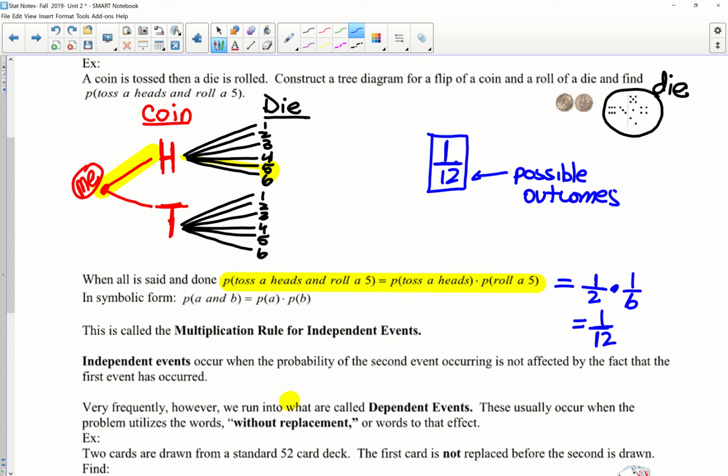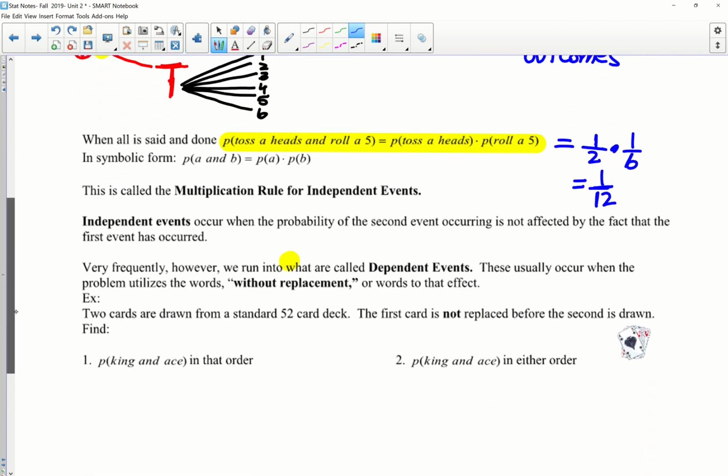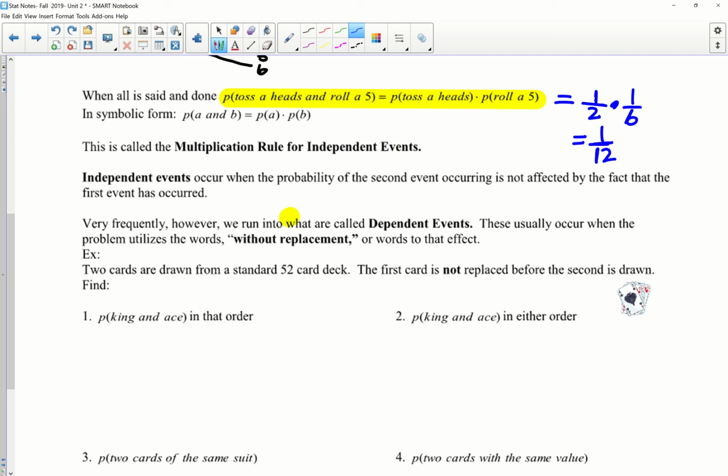So part of it's training and studying, but part of it is trying to diagram out the situation, understand what the scenario is really talking about, and then going from there. We'll do a couple examples, and I'll gear you towards that.